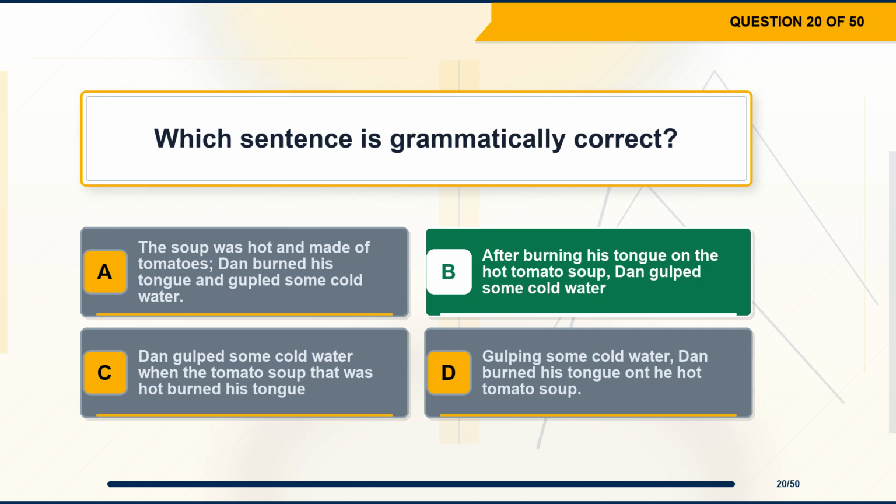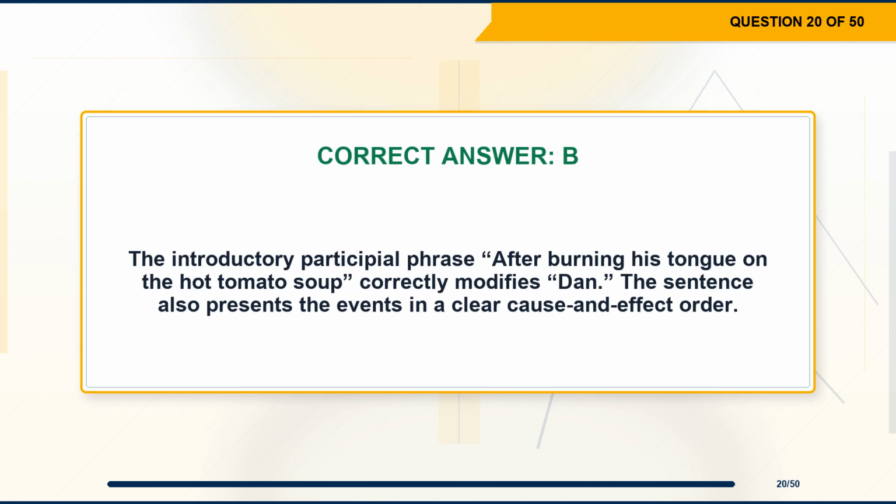The correct answer is option B, after burning his tongue on the hot tomato soup, Dan gulped some cold water. Explanation. The introductory participial phrase, after burning his tongue on the hot tomato soup, correctly modifies Dan. The sentence also presents the events in a clear cause and effect order.